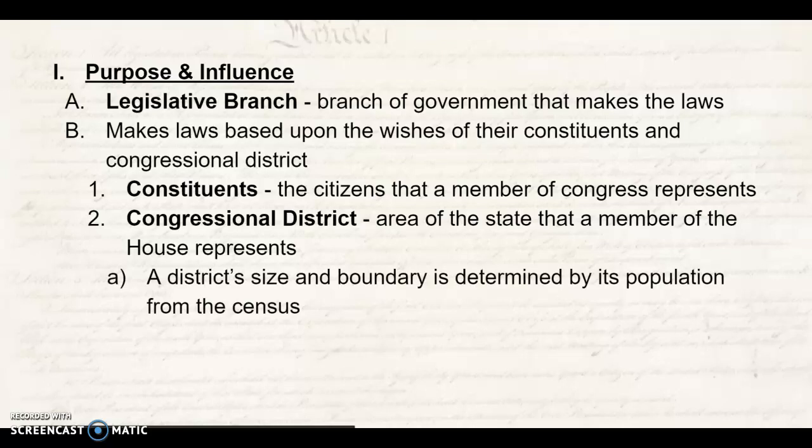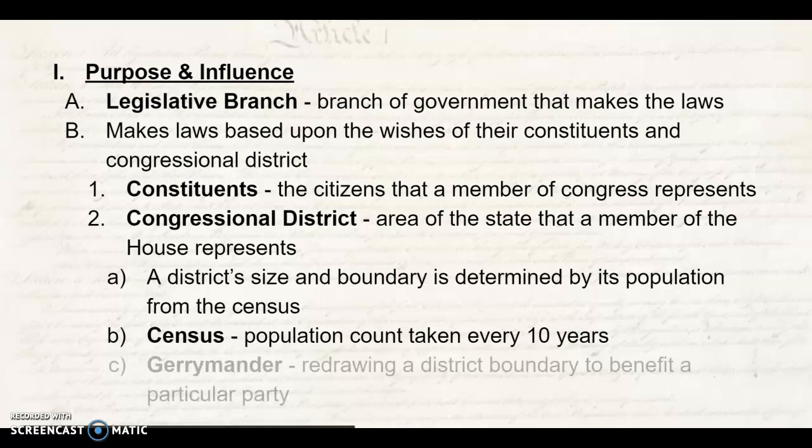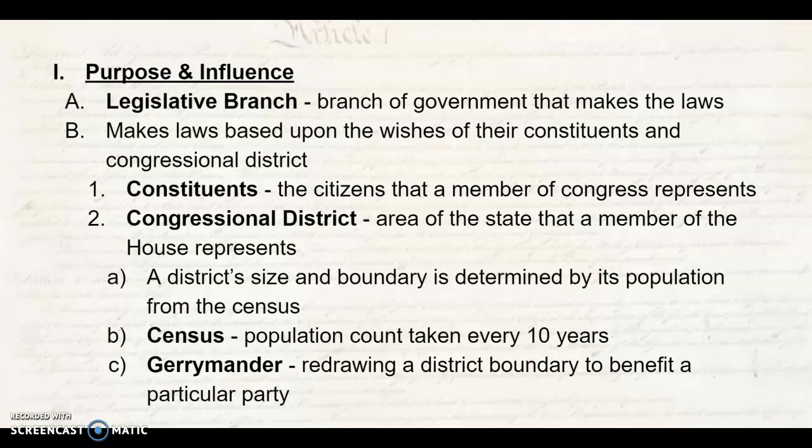A district's size and boundary is determined by its population from the census, and that is very important. A census is a population count taken every 10 years. You will see a census coming around, and it will be very important that everyone in your household fills it in, because gerrymandering can occur, which is the redrawing of a district boundary to benefit a particular party, and they can redraw their district boundaries based on information from the census. So it is very important that the census is accurate.